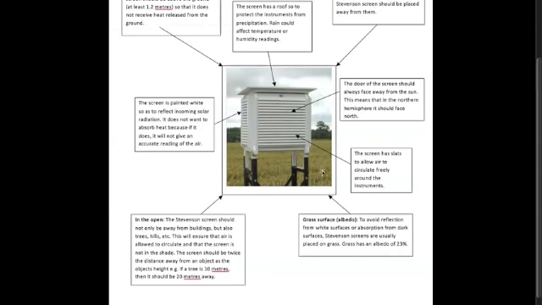Also, you can see that it's on grass. To avoid reflection from white surfaces or absorption from dark surfaces, Stevenson screens are usually placed on grass.